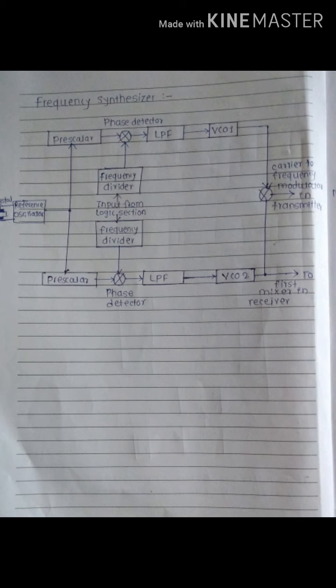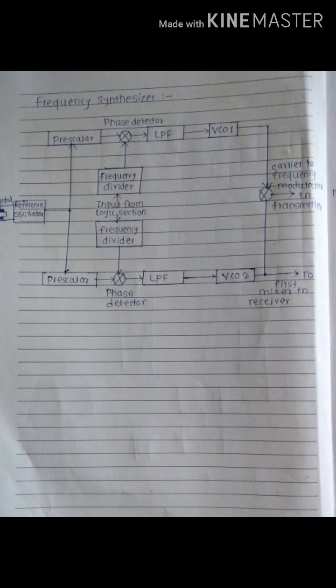Figure shows the block diagram of a frequency synthesizer. The crystal oscillator is used to provide the reference for the two PLLs, because the PLL is the main part of the frequency synthesizer. It means all the functions are performed with the help of the PLL. So the crystal provides the reference to the PLL.